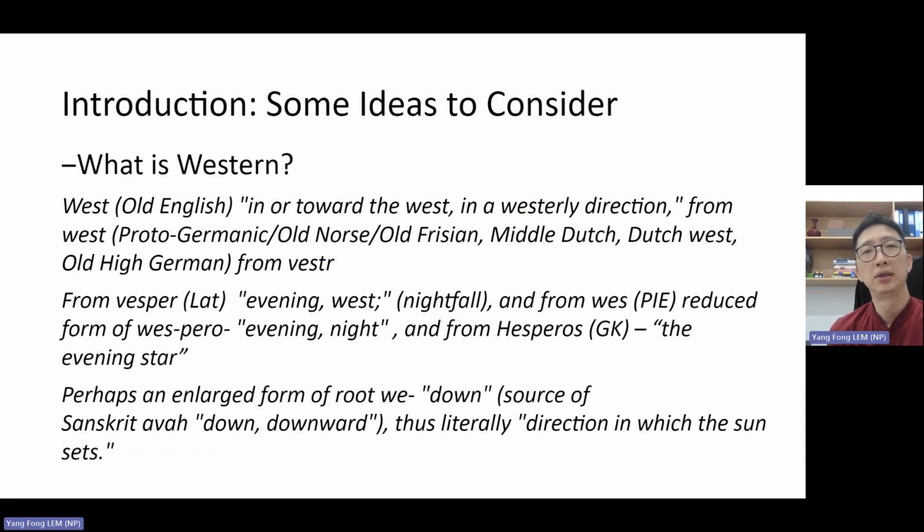Yep. So some ideas to consider, like what is Western, right? It means in or towards the west, in a westerly manner. In Latin it can also mean evening, west, nightfall. And there's also a kind of directionality to it, literally the direction in which the sun sets, right? So now if you think about east and west, you can kind of visualize the sun rising and the sun setting, whereas it's quite different from nowadays if you just look at mass media and then think about east and west. Maybe you have a different perception of East-West. I'm not sure.